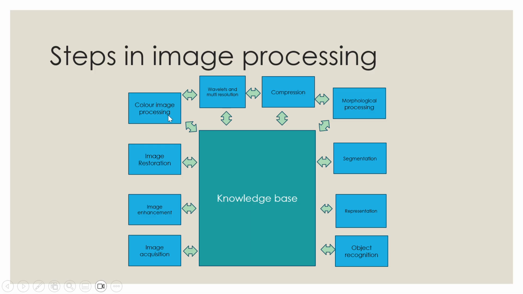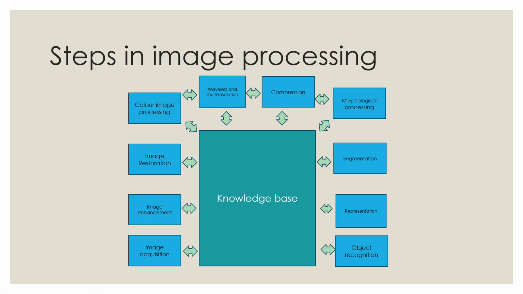The next one is color image processing. Color image processing handles color spaces like RGB and HSV values. All this color image processing is based on color images. Either it can be converted into an RGB image or it can be converted into an HSV image. The next step is wavelets and multi-resolution. In wavelets and multi-resolution, it analyzes the images at different scales and resolutions.